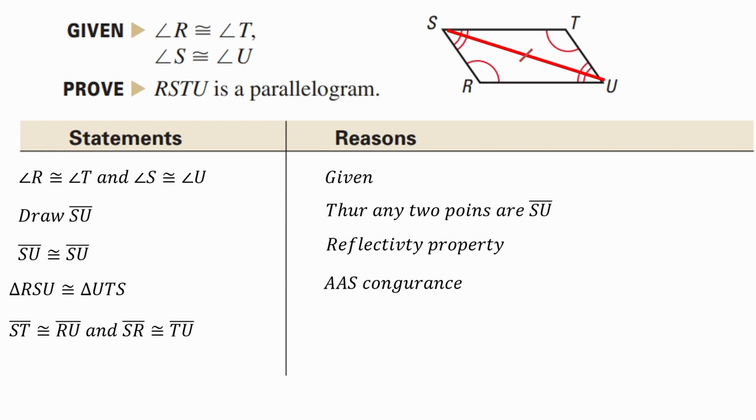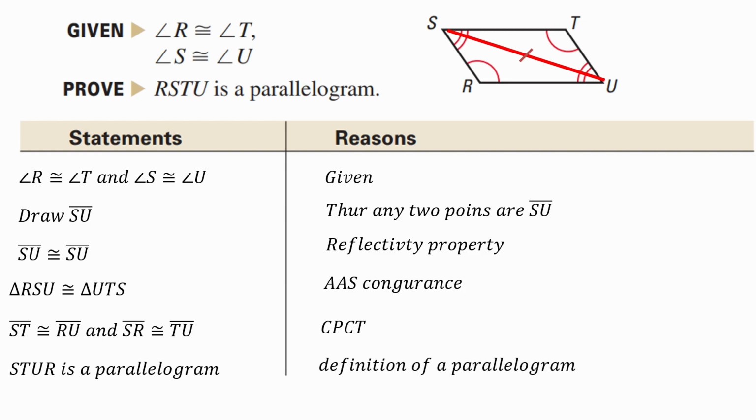So we can say that line ST is congruent to line RU, and line SR is congruent to line TU. Okay, that's through congruent parts of congruent triangles. Once we know that those parts are congruent, those are all we need because we have 2 pairs of congruent sides. Okay, we can say that STUR is a parallelogram based on the definition of a parallelogram.